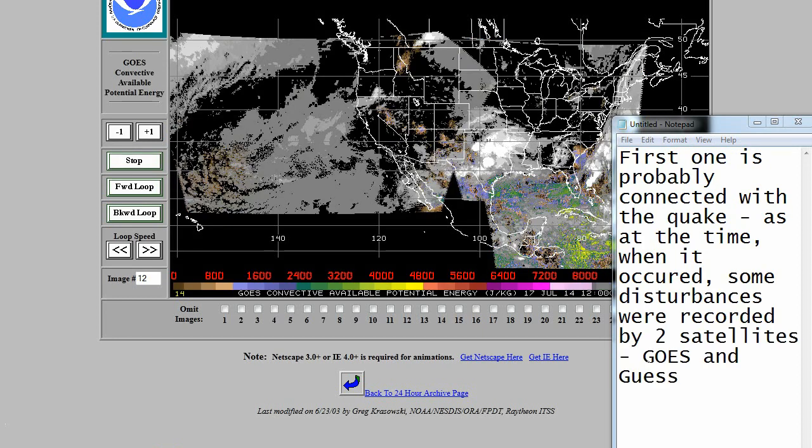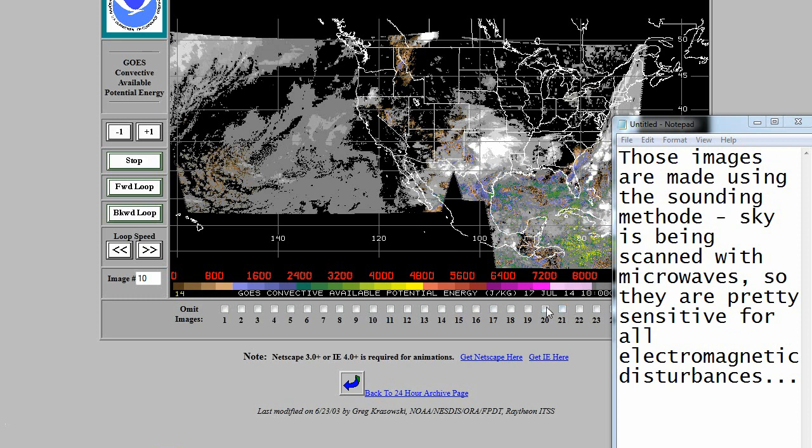The first one is probably connected with the quake, as at the time when it occurred, some disturbances were recorded by two satellites, GOES and GES. Who's making those names for the satellites? Those images are made using the sounding method. The sky is being scanned with microwaves, so they are pretty sensitive to all electromagnetic disturbances.